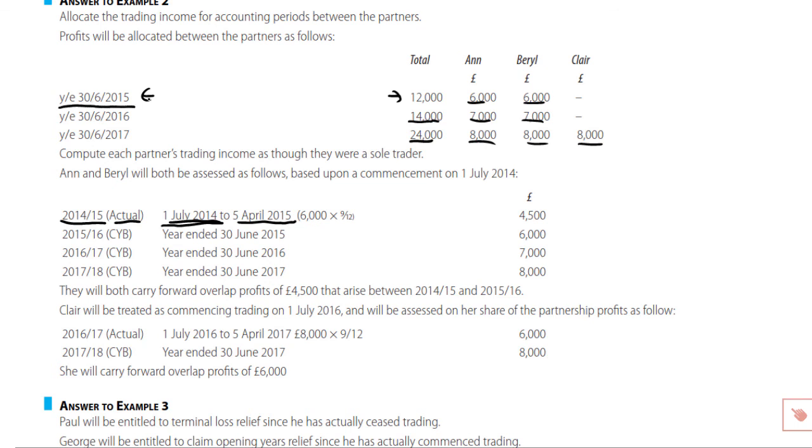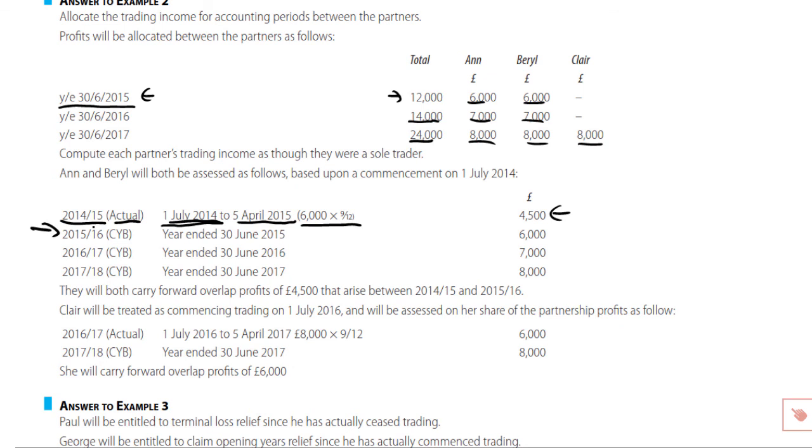How many months of that are from 1st of July 14 to 5th of April 15? 9 months. So 9/12 of £6,000 is £4,500 to be assessed for 14/15. On to the second tax year, 15/16. More usually a problem in terms of working the basis of assessment, but not here, because we started on the 1st of July, prepared accounts to 30th of June.